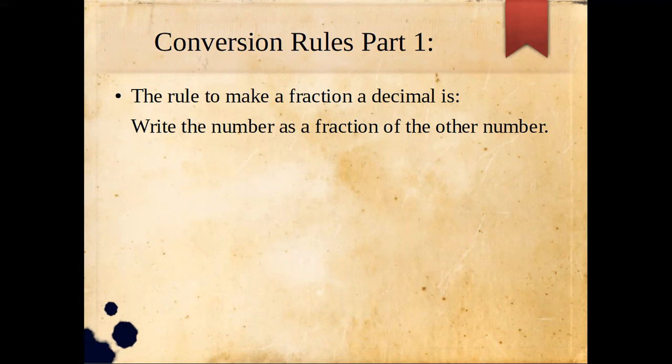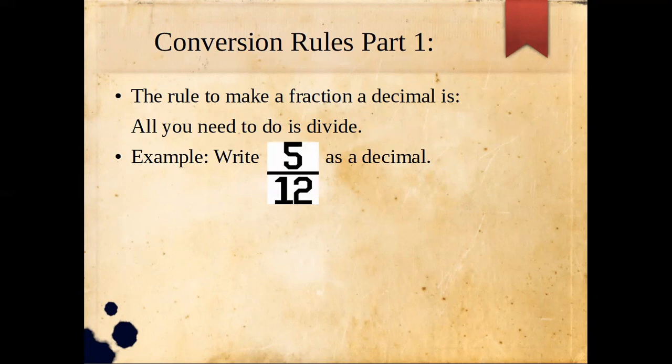The rule to make a fraction a decimal is write the number as a fraction of the other number. Okay, so all you need to do is divide. It's that simple. This is the simplest one. Well, pretty much the simplest one. All you do is put that in your calculator, the fraction you calculate, and that'll give you your answer.